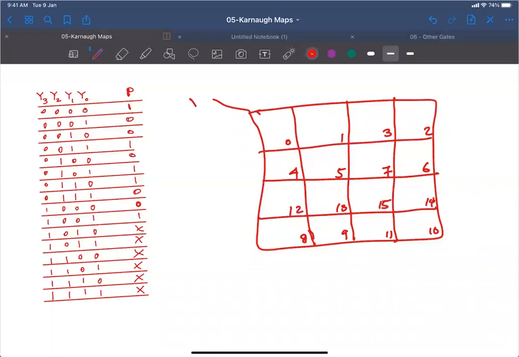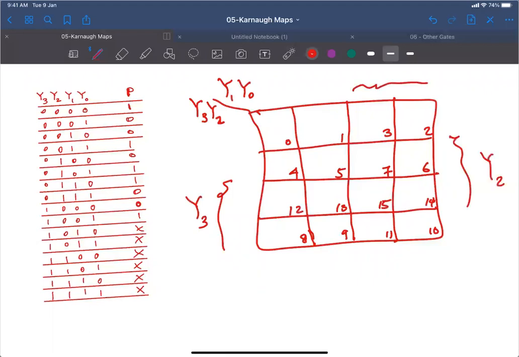And this is y3, y2, y1, y0, okay? Further, we have the annotations, y3, y2, y1, and y0, okay?